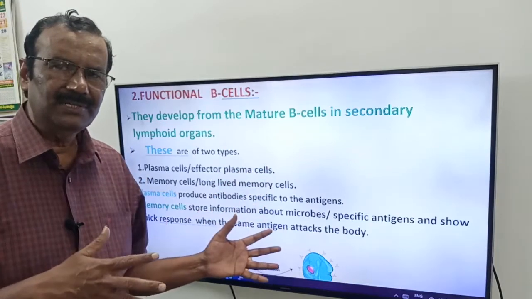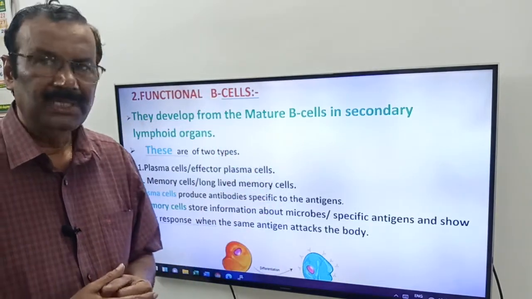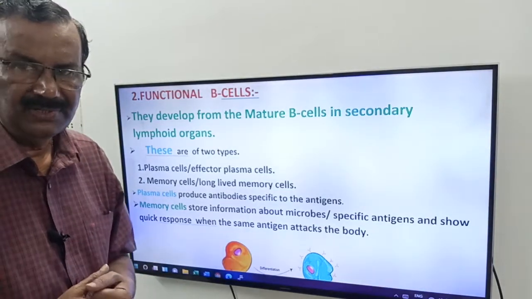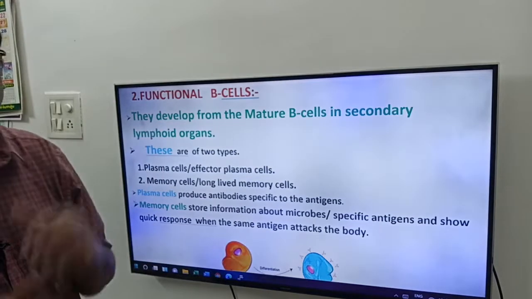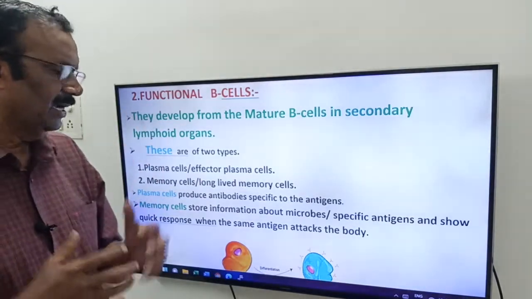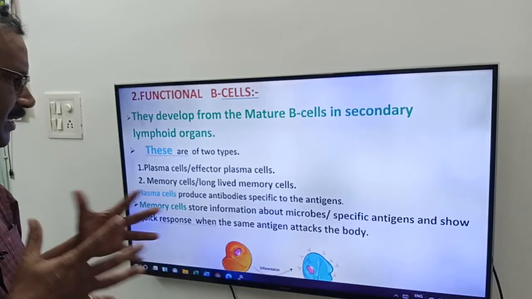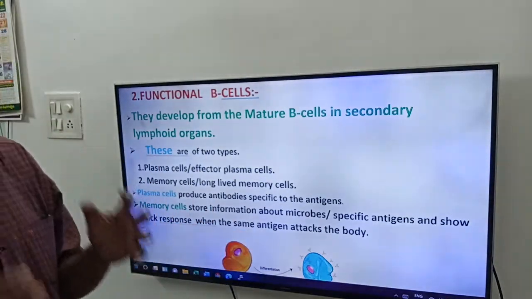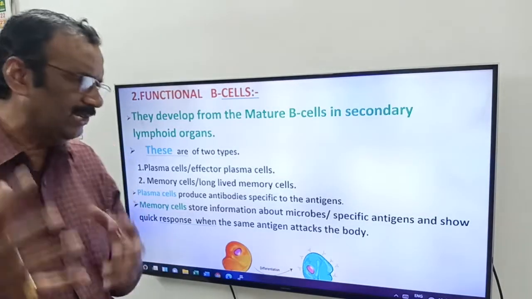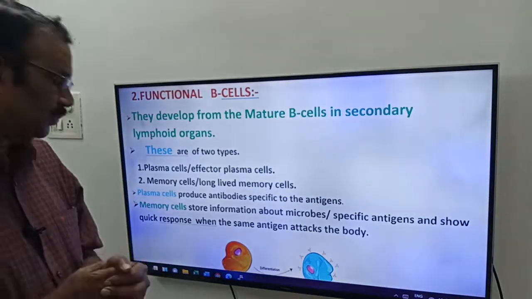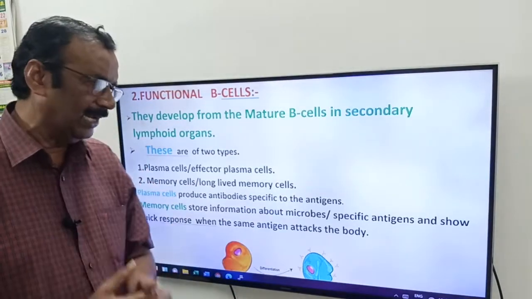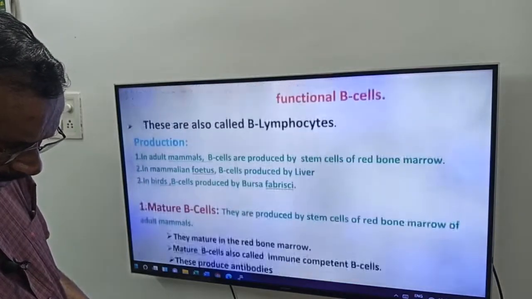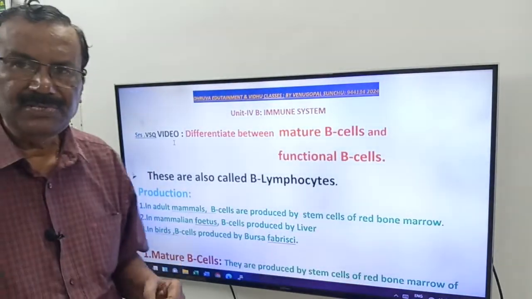Now come to functional B cells. These functional B cells are formed from mature B cells in the secondary lymphoid organs. They are of two types: plasma cells and memory cells. Plasma cells produce antibodies. Memory cells store information about microbes or specific antigens and show quick response when the same antigen attacks the body. Okay friends, this is the difference between mature B cells and functional B cells.